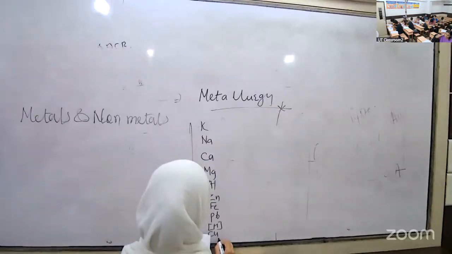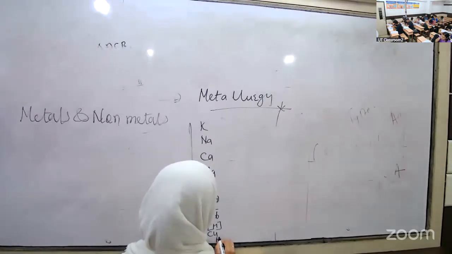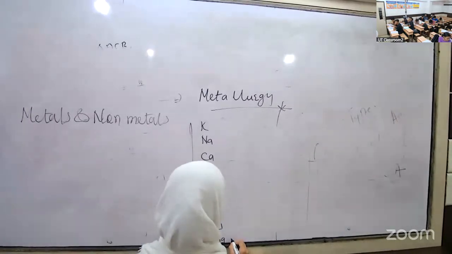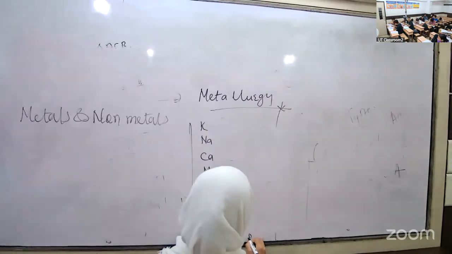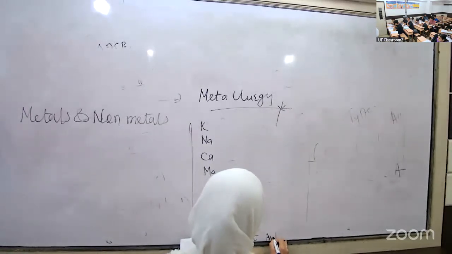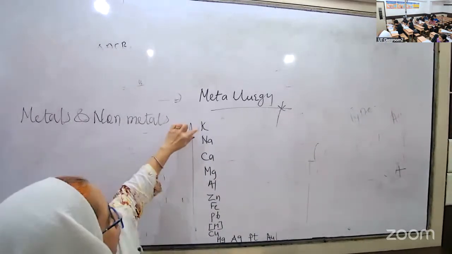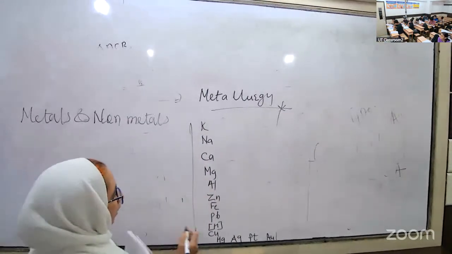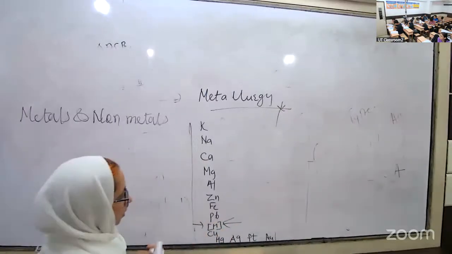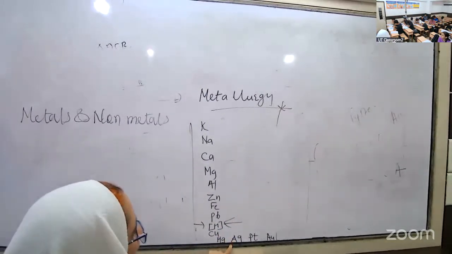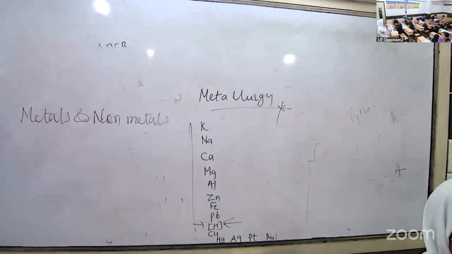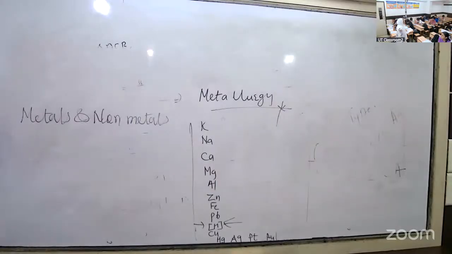After Cu, next one is Hg, then Ag, Pt and Au. Please write it vertically. K, Na, Ca, Mg, Al, Zn, Fe, Pb. Then comes हाइड्रोजन, Cu, Hg, Ag, Pt and Au. आपको सबके नाम पता है ना? नाम पता है ना सबके?